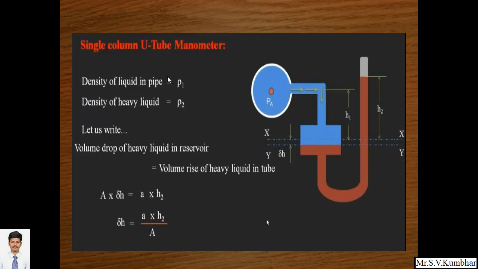This is single column U-tube manometer. Here one reservoir is used in left limb. The area of this reservoir is approximately 100 times than that of area of the U-tube.